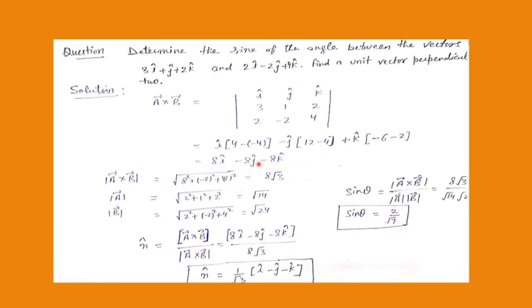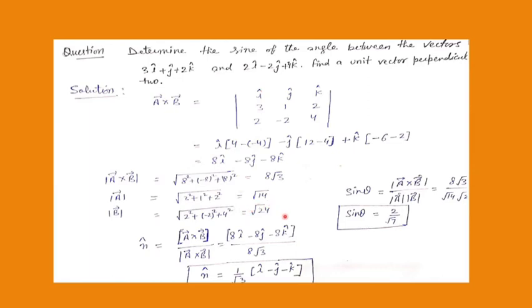Now if you want to write its magnitude, you can write by that formula which we have done in the previous class. I will be taking this magnitude square plus this magnitude square plus this magnitude square. I will be getting the magnitude of A cross B. If I want to find the magnitude of A vector, I will be simply squaring and adding the components of A vector. So I will be taking 3 square plus 1 square plus 2 square. So I am getting square root of 14. Similarly for magnitude of B vector, I will be doing 2 square plus 2 square plus 4 square. So again I am getting the square root of 24.